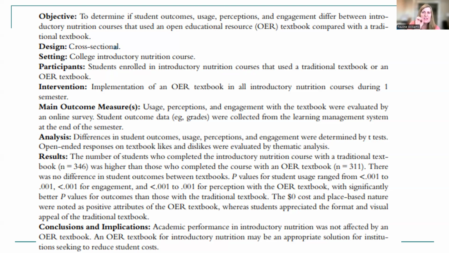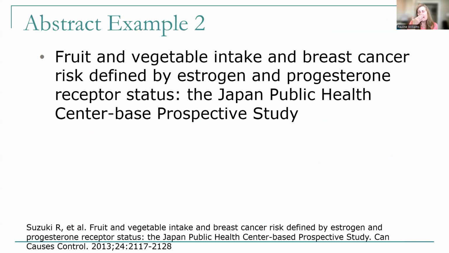Welcome back. Was there anything you found in this abstract that helps you know what type of study design it was? For me, yes. Right here under design, it says this was a cross-sectional study, and we just learned that cross-sectional studies are a type of observational study. The researchers were observing how different textbooks, an open access text versus a traditional text, affected grades. So this is an observational study.